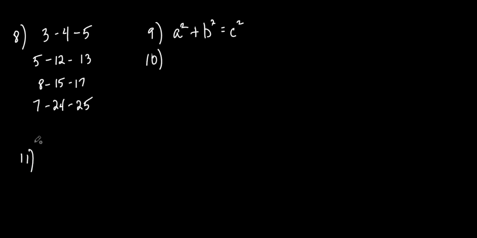Then this one is tell whether it's right, acute, or obtuse. So I give you 3 sides of a triangle, and you have to tell me, is it a right triangle, is it an acute triangle, is it an obtuse triangle? Okay? How do you do that?